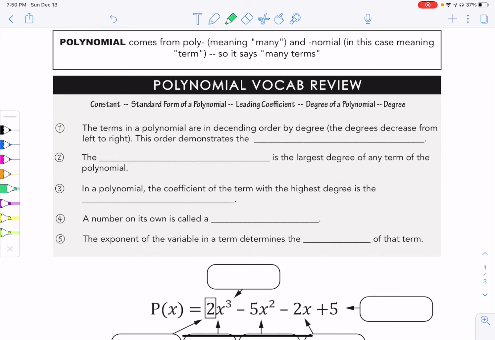The first one says that the terms in a polynomial are in descending order by degree. The degrees decrease from left to right, and this order demonstrates the standard form of a polynomial. For number 2, the degree of a polynomial is the largest degree of any term of the polynomial.